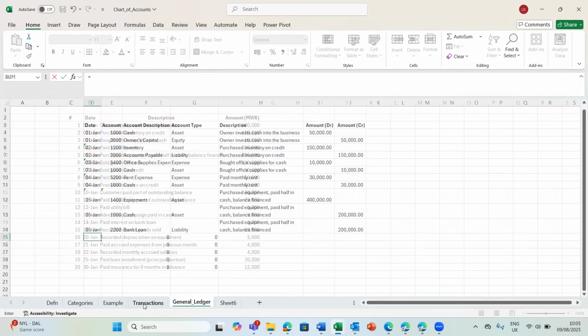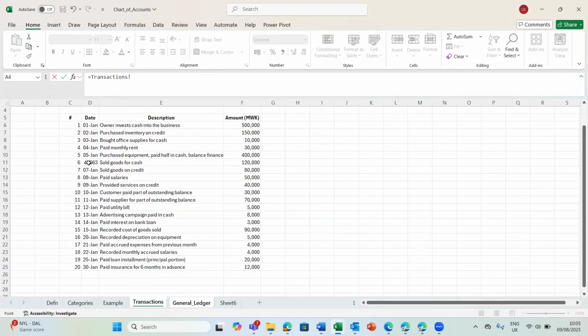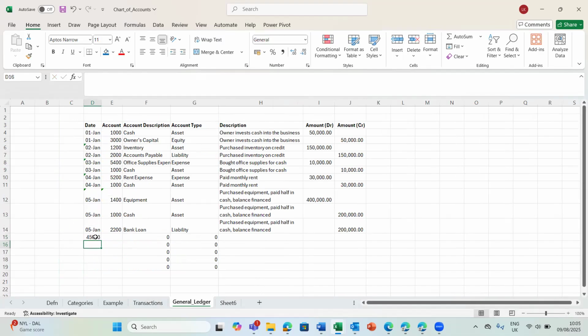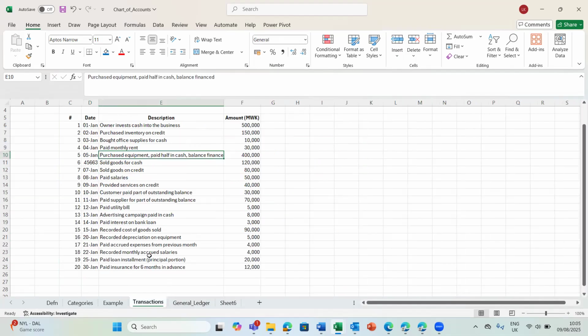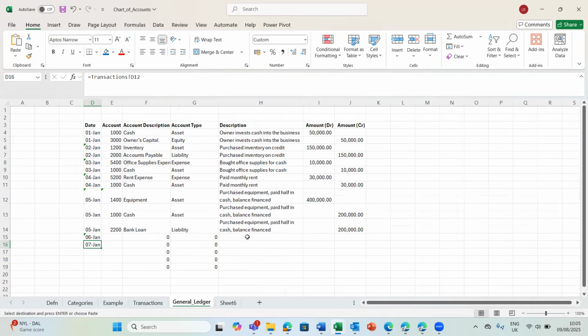Let's go to the subsequent date. That is on the 6th of January. Let me just format this. Is it going to work? Okay, yeah, on the 6th of January, we have two transactions. Sold goods for cash. Okay, sold goods for cash.